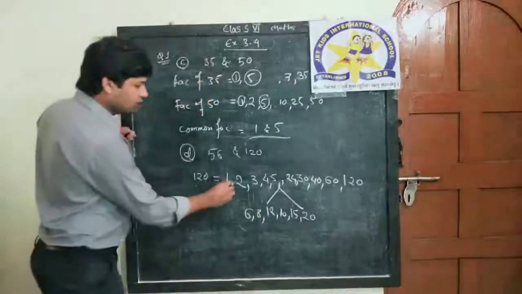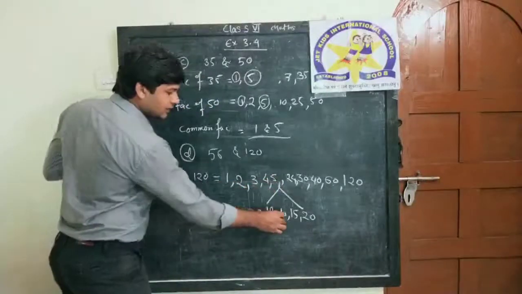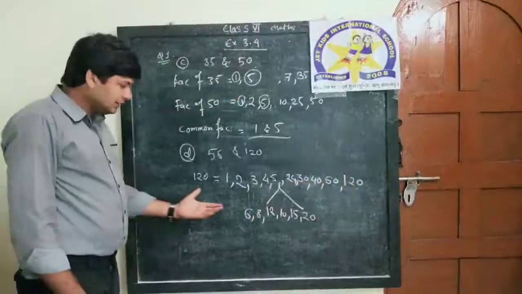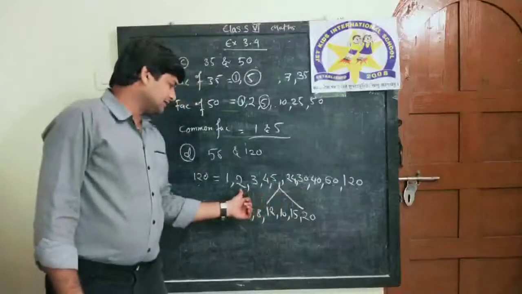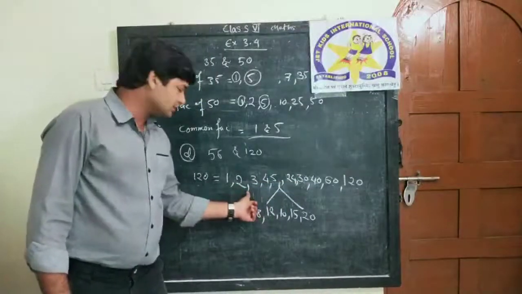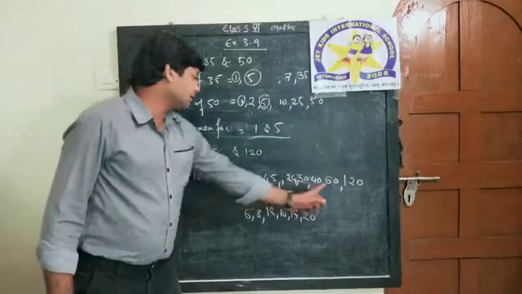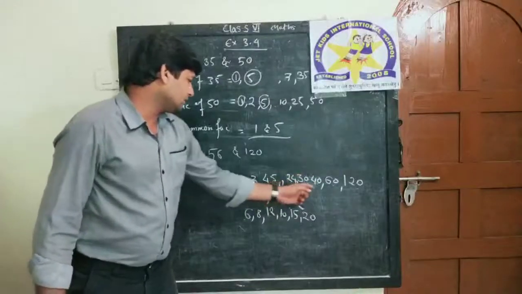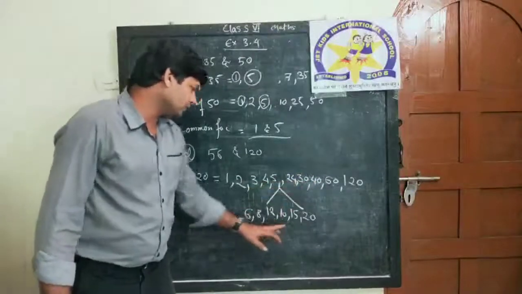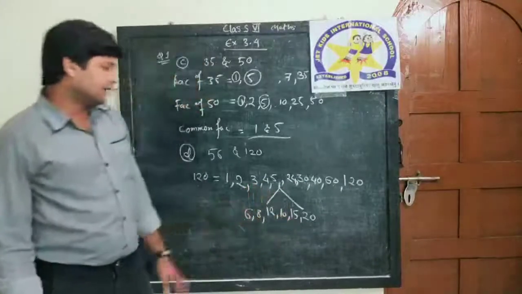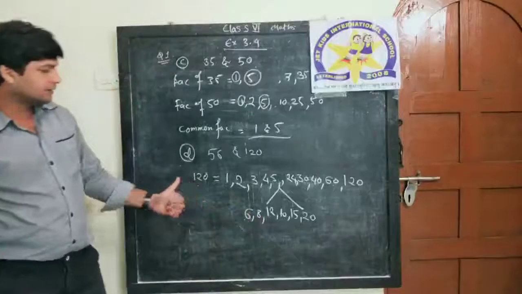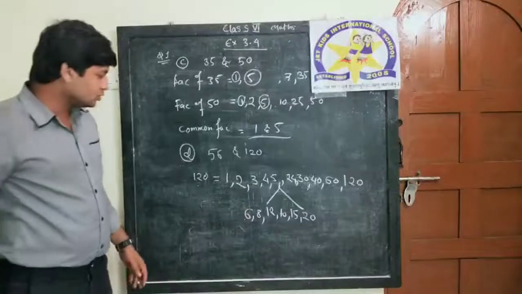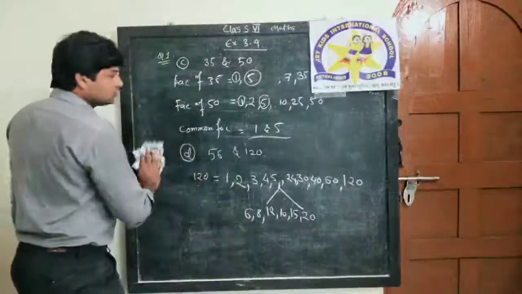This many factors we have: 1, 2, 3, 4, 5, 6, 8, 10, 12, 15, 20, 24, 30, 40, 60, 120. So this is how you will find them. It is easy: write 1, 2, check the next divisibility and write its multiplier. 2 multiplied by 60, 3 multiplied by 40, 4 multiplied by 30, 5 multiplied by 24, 6 multiplied by 20, 8 multiplied by 15, and 12 multiplied by 10. So this is how you find the factors of 120. Now find the common factors of 56 and 120. You will get 4 common factors. Just take a snap of it.